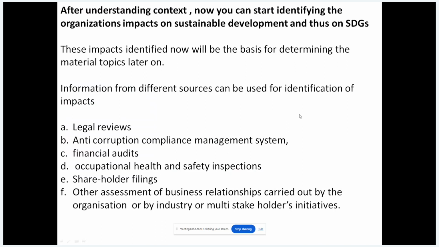So how can you understand the context from different sources? Information can be used for identification of the impacts, legal reviews, anti-corruption compliance management system, financial audits, occupational health and safety inspection, shareholder filings, other assessment of business relationship carried out by the organization or by industry or multi-stakeholder initiatives.